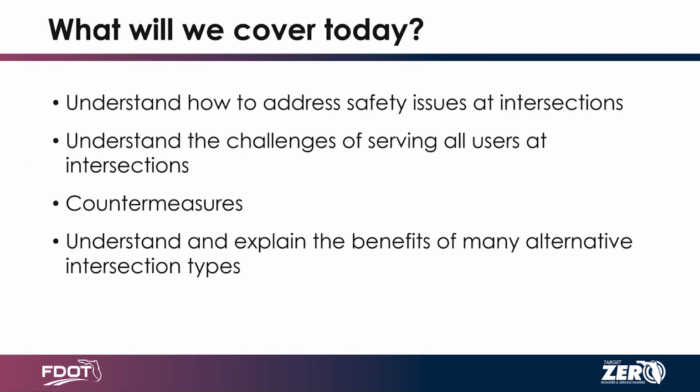And so what we're going to cover today is how to address safety issues at intersections, understand the challenges of being able to serve all users at intersections, think through the countermeasures that are available to us by intersection type and by the characteristics at the individual intersection, and then understand and explain the benefits of many alternative intersections and walk through the intersection control evaluation and how we think through what would be appropriate for us potentially for a specific location.